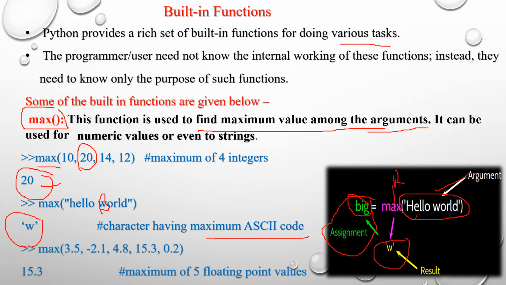Let's consider one more example: max of 3.5, minus 2.1, 4.8, 15.3, comma 0.2. The Python interpreter will give 15.3. So the maximum of these five floating point values is 15.3. Here the built-in function is max(), and the arguments are 3.5, minus 2.1, 4.8, 15.3 and 0.2. The maximum value is 15.3, so the interpreter will give 15.3.